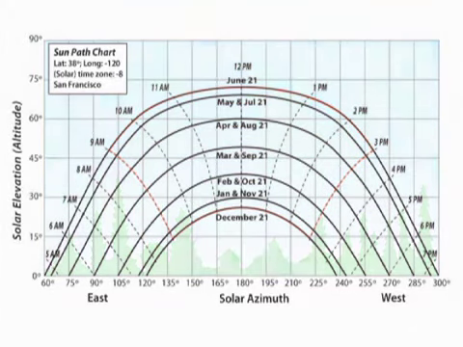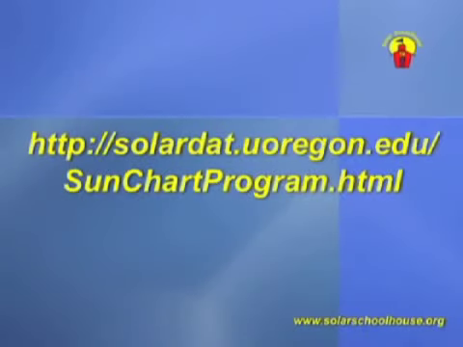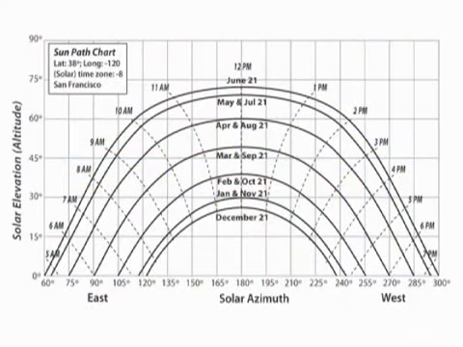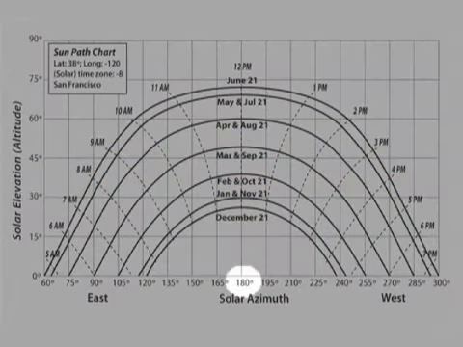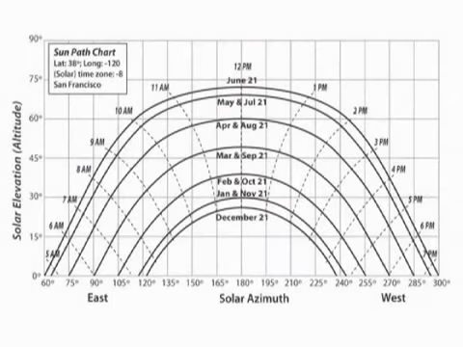The University of Oregon has an online program for creating sun path charts like these for your location. It's available for free at this web address. After making the charts online, you can print them out and check them at your location to see if any obstacles will shade your site. To do this, line up the south or 180-degree measurement on the bottom of the chart with true south at your location. You can find south with a compass.